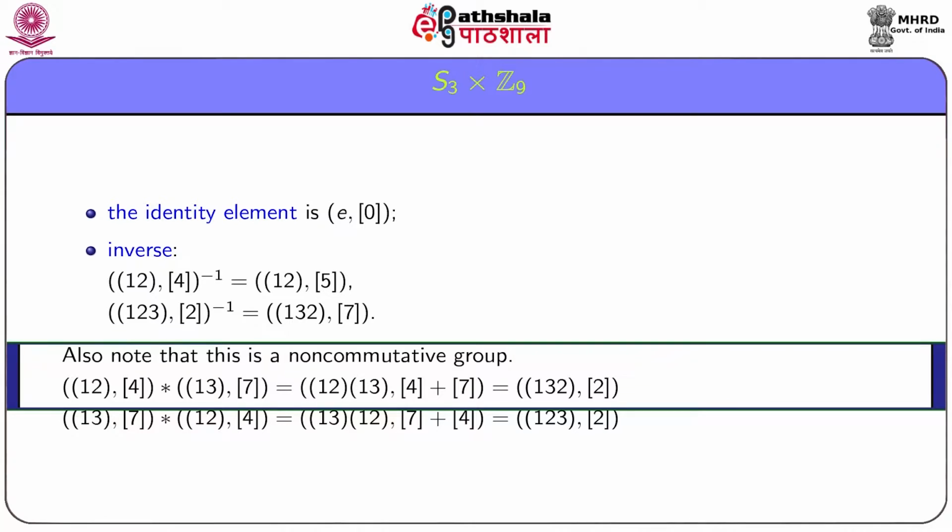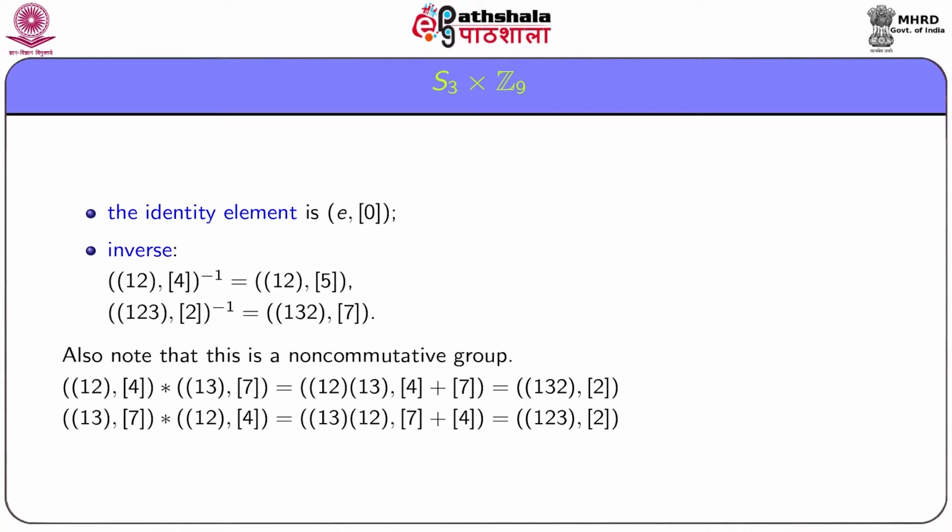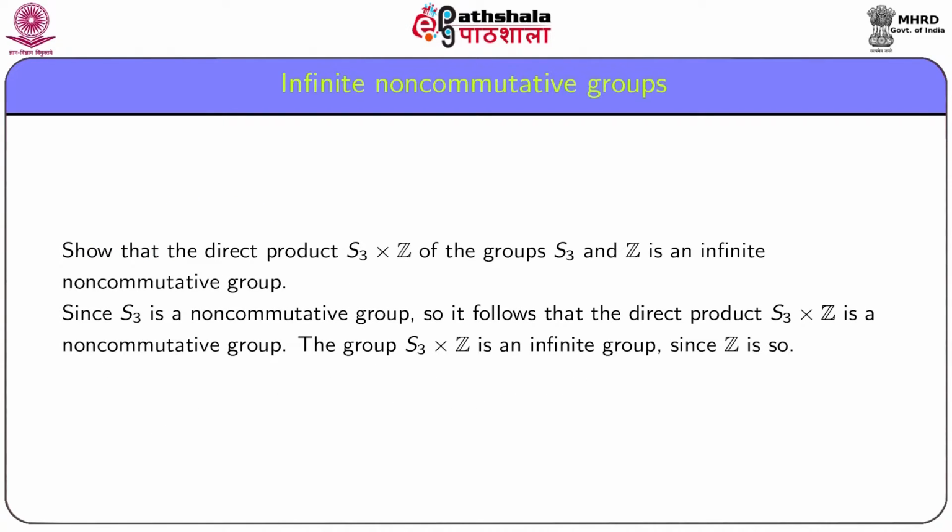Now, note that this is a non-commutative group. You can take the product of the two elements ((1 2), [4]) and ((1 3), [7]) and check that their products, in the two orders, are not the same.